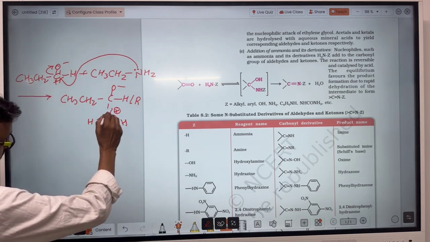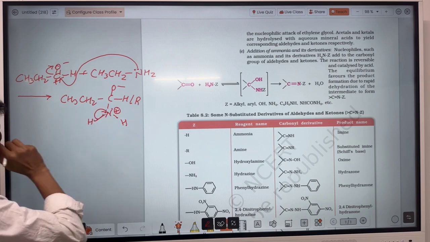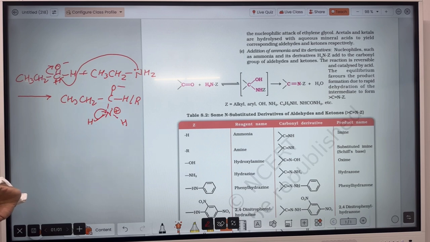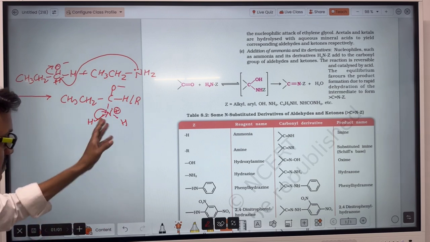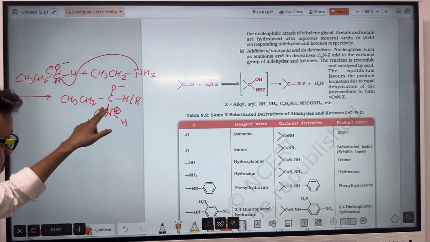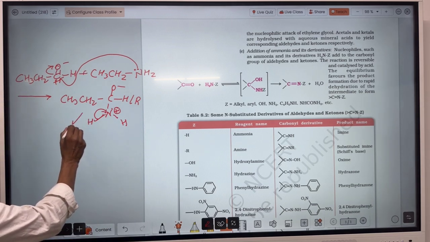After that, this nitrogen takes the shared sigma electron of this NH bond. So again there will be a lone pair of electrons and the positive charge will disappear, because when two electrons come to this nitrogen, one electron is of nitrogen only and one electron is of hydrogen. That's why two electrons will come to this nitrogen, so the positive charge will disappear.